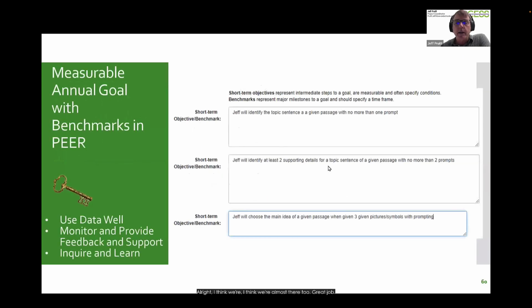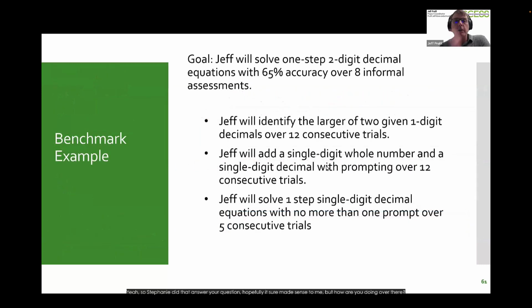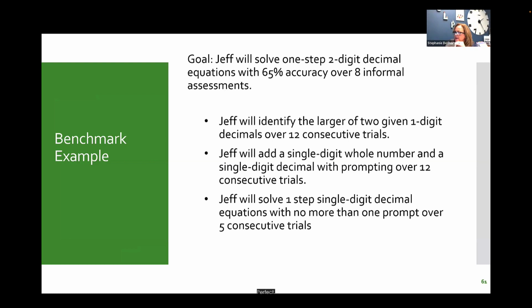All right. I think we're almost there, Tara. Great job. So Stephanie, did that answer your question? Hopefully. It sure made sense to me, but how are you doing over there? Yeah, no, that totally makes sense. Perfect. I was just thinking of the benchmark before the objective, but no, that totally makes sense.